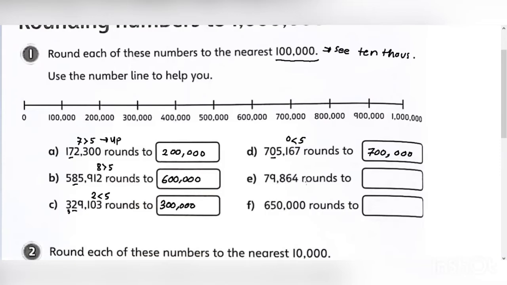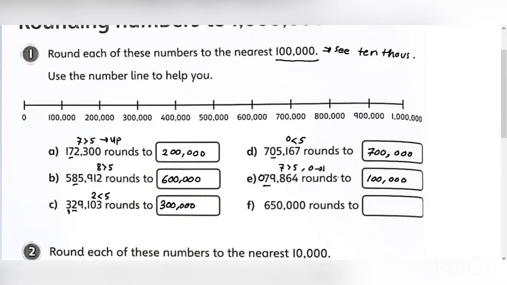Next, if we want to round the number, we have 79,864. We round to the nearest 100,000. We also see the 10,000. The 10,000 is here, right? It is 7. 7 is greater than 5. Actually we have number 0 here. Since 7 is greater than 5, we round 0 to 1. We round it up, yeah? So the answer is 100,000.